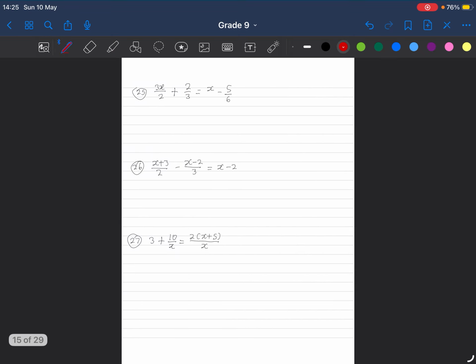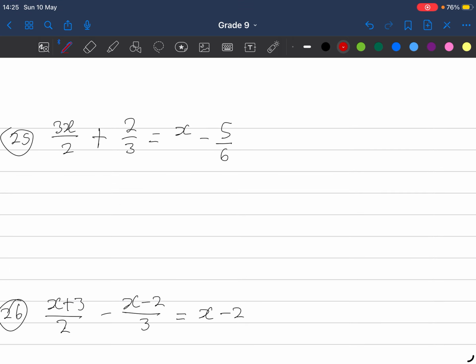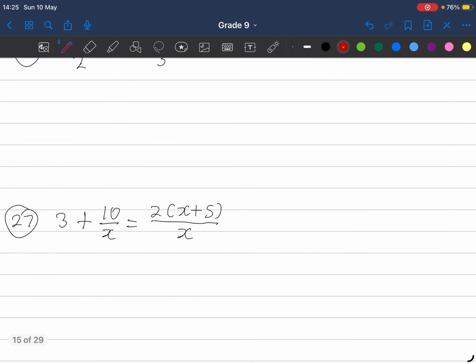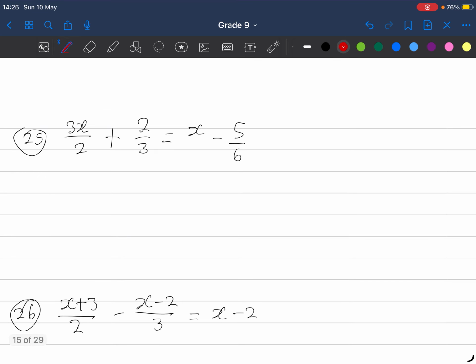Alright. You should pause this and practice this. It would be beneficial. Now, we'll begin putting that over 1. Then, LCD between 2, 3, 1, and 6 is going to be 6. Multiply. Times 3, times 3. Times 2, times 2. Times 6, times 6, times 1, times 1.